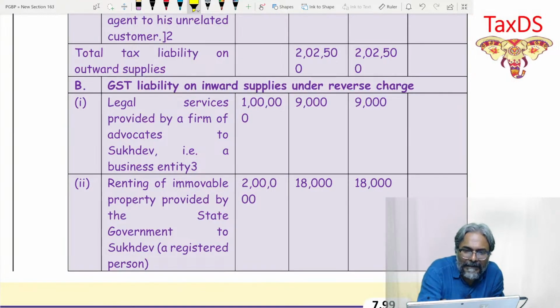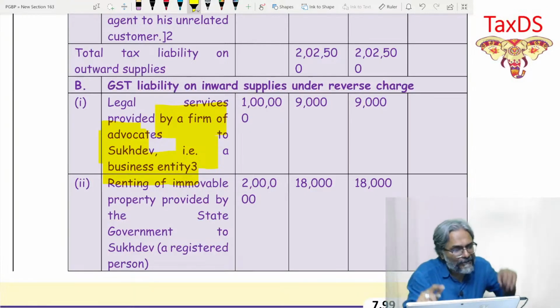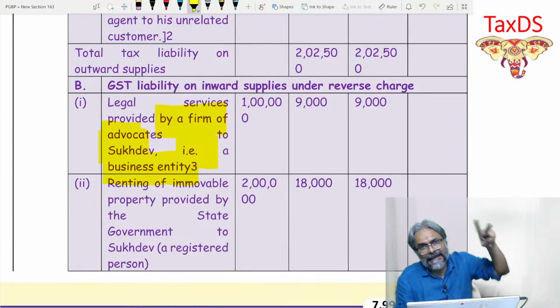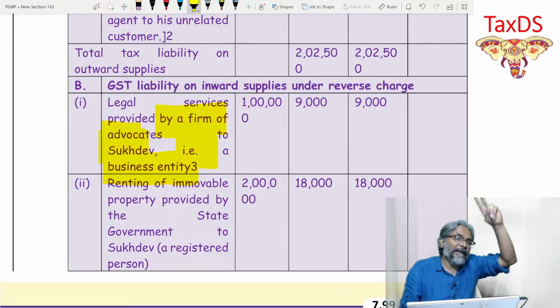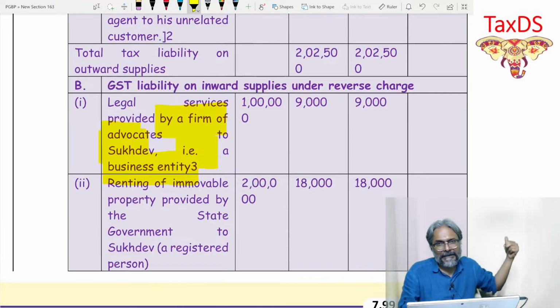GST liability on the inward supply under the reverse charge. Legal service. The legal service chapter, remember, legal services provided by a firm of advocates to a business entity. If you remember, students, certain exemption I have given you. Just check, students, the reverse charge notes which I have given you, the topic on supply. Legal service, students, one category is exempt, and all the remaining categories of the legal services attract the reverse charge mechanism. Remember that particular notes which you already have copied down?